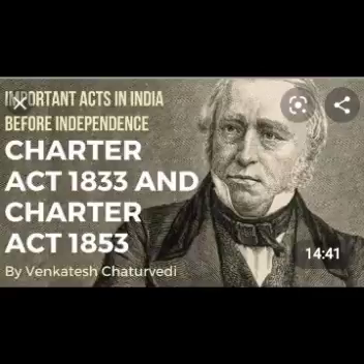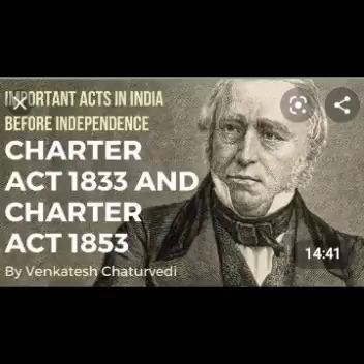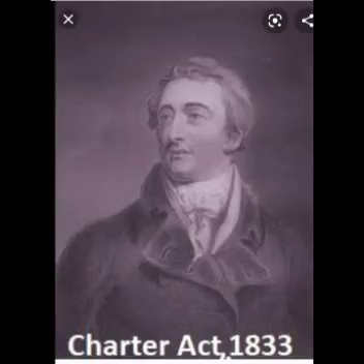The Board of Directors was vested with the powers to appoint the Governor General and the Commander in Chief. Churches were allowed to enter India officially to spread education. Next, the Charter Act of 1833. This act aimed at improving the situation in India.